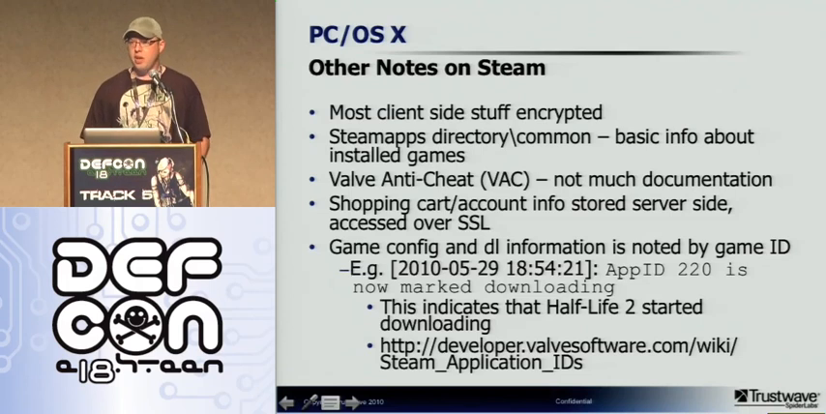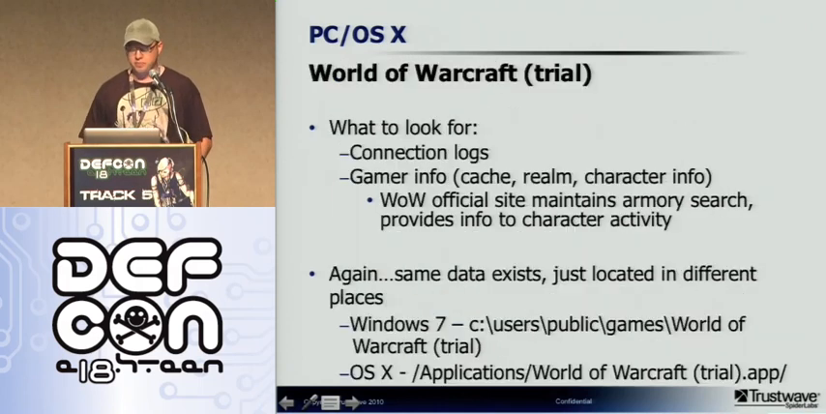Game configuration information: you have download directories, and they're noted by app IDs. You can find this; it's all public information. "220 is now marked for downloading" is an example from a log entry. Here we can tell that at this time, Half-Life 2 had started downloading.